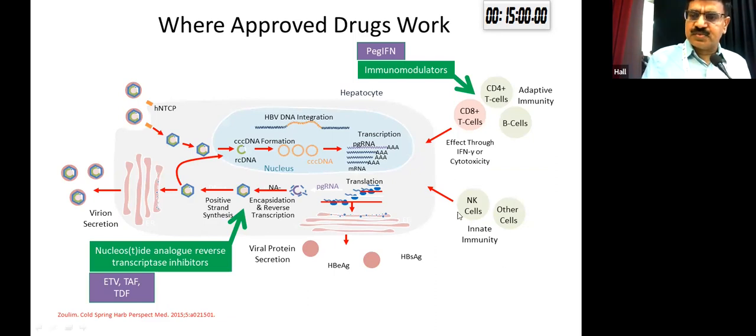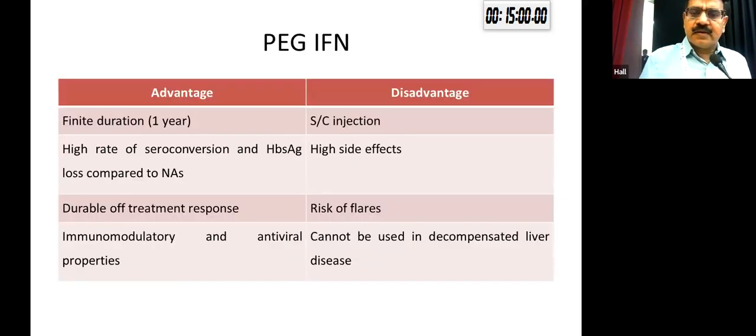PEG interferon stimulates the immune system against the virus, so it kills the virus-laden hepatocytes, whereas the nukes act at an intermediary step in the synthesis of viral particles, that is the reverse transcriptase site, and inhibit the replication of the virus. It doesn't kill the virus, it reduces the replication of the virus, whereas PEG interferon will kill the virus-laden hepatocytes.